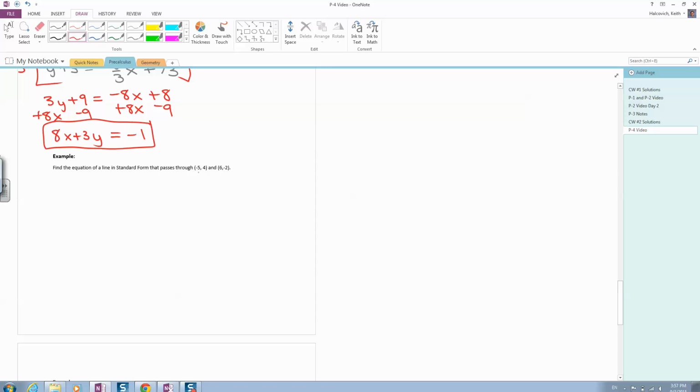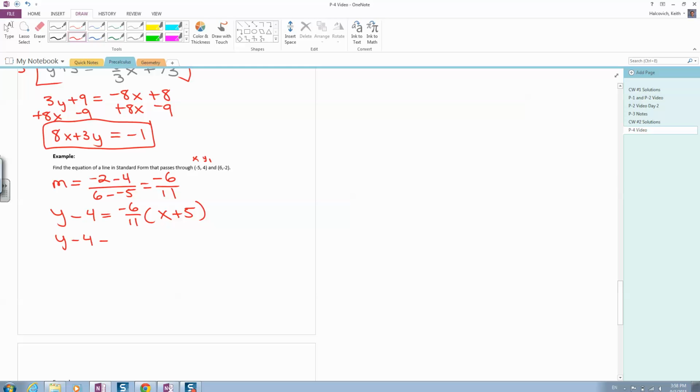Alright, so once again we have to find the slope. So it's -2 minus 4 over 6 minus -5. So we have -6/11. So then we put it in point slope form. So we'll do x1 and y1 here. So y minus 4 equals -6/11 times x plus 5.